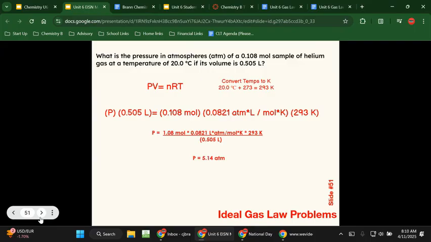When we're done, ladies and gentlemen, we get a pressure of 5.14 atmospheres when we do this math. That would be the pressure of the gas under these conditions. Okay? Questions? Yes, no, maybe so.